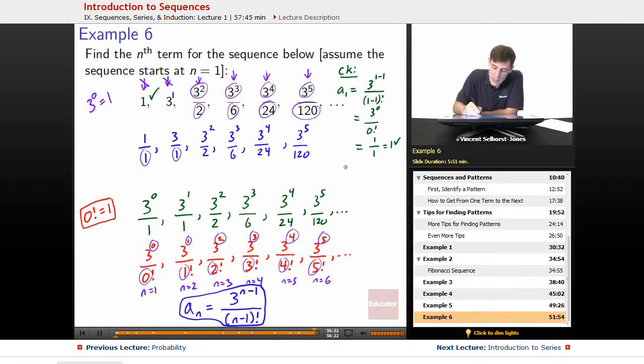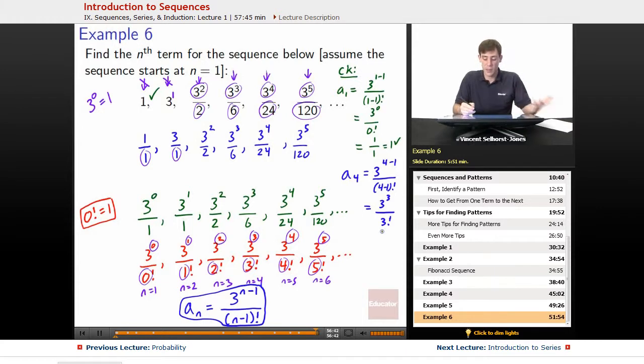Let's try jumping forward to a slightly larger number so we can check against something else. So at A4, we would be at 3 to the 4 minus 1 over 4 minus 1 factorial. So we have 3 to the 3 over 3 factorial. We don't have to simplify 3 to the 3 to 27. We can just leave it as it is. 3 factorial comes out to be 3 times 2 times 1, or 6. So 3 to the 3 over 6 is what we have for our fourth location. 1, 2, 3, fourth location, 3 to the 3 over 6. So that winds up checking out. We see, yay, our general term makes sense.